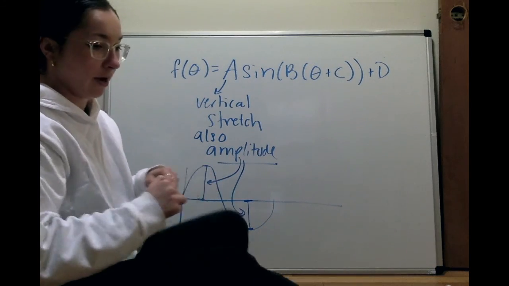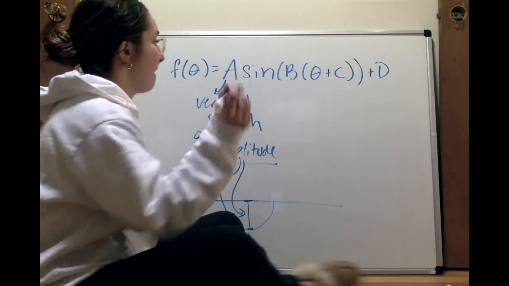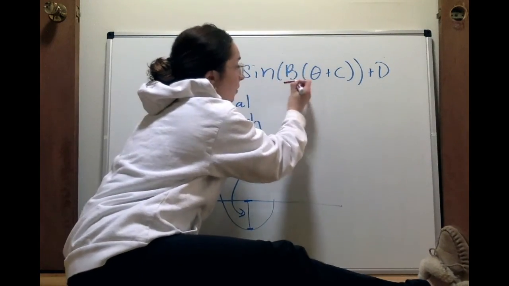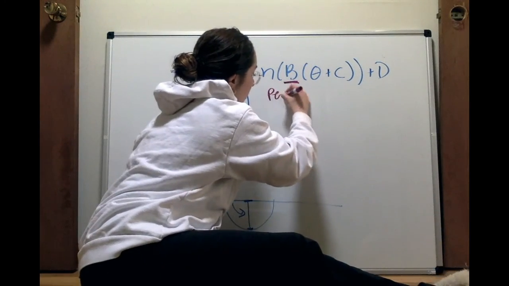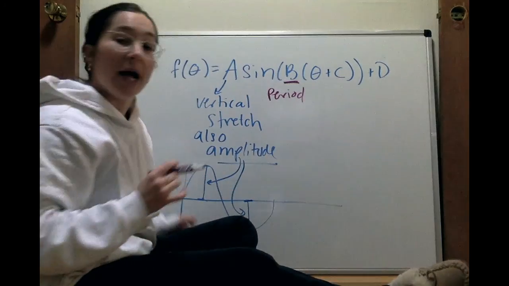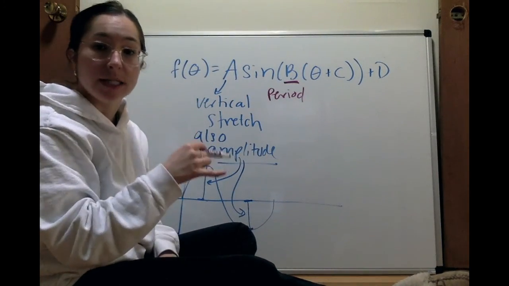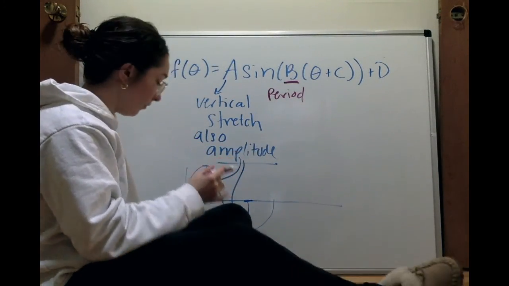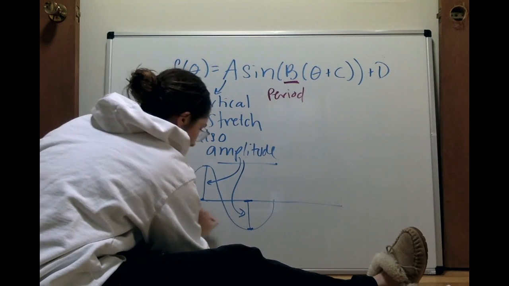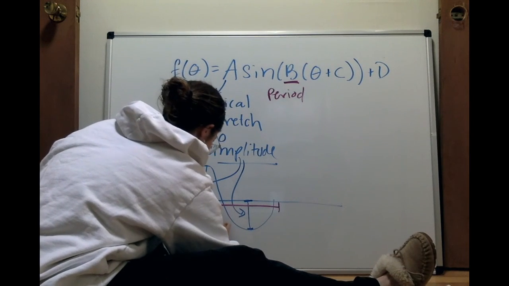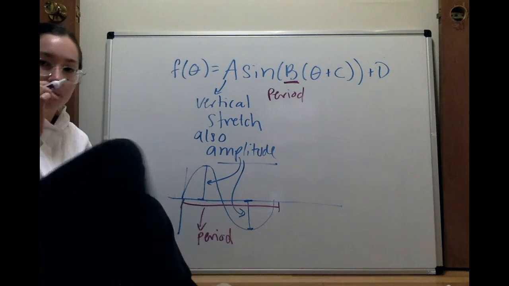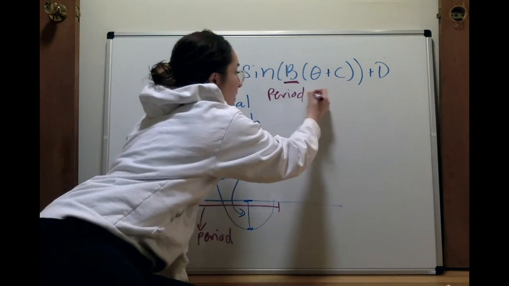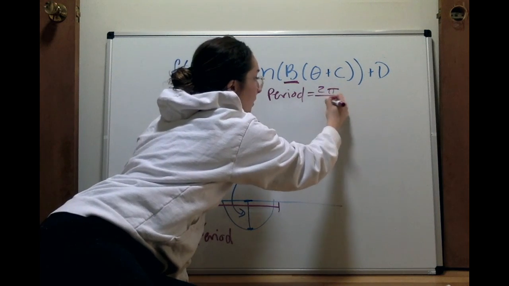And then we also have B. This is going to impact our period. So our period, or how many thetas, how long it takes for us to complete one wave, is going to be 2 pi divided by B.